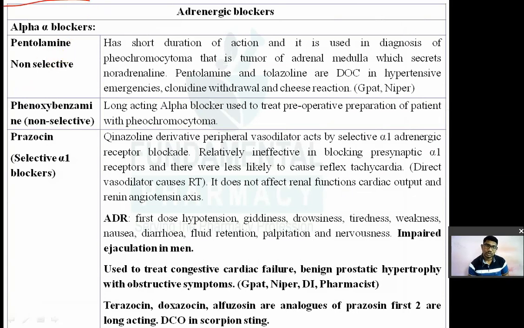Now next one is the adrenergic blockers. In that you have alpha blockers and beta blockers. So alpha blockers: non-selective alpha blockers like phentolamine, indoramin. These are known as non-selective blockers. It has short duration of action and it is used in the diagnosis of pheochromocytoma. इसके ऊपर क्वेश्चन आ चुका है. Drug used in the diagnosis of pheochromocytoma: phentolamine.